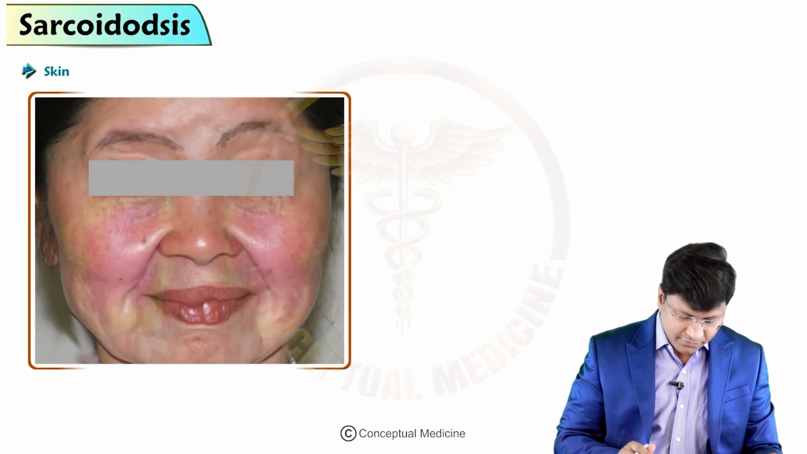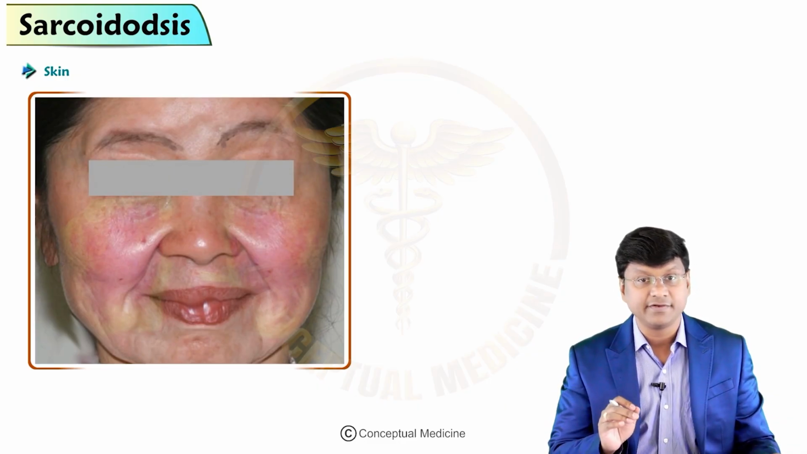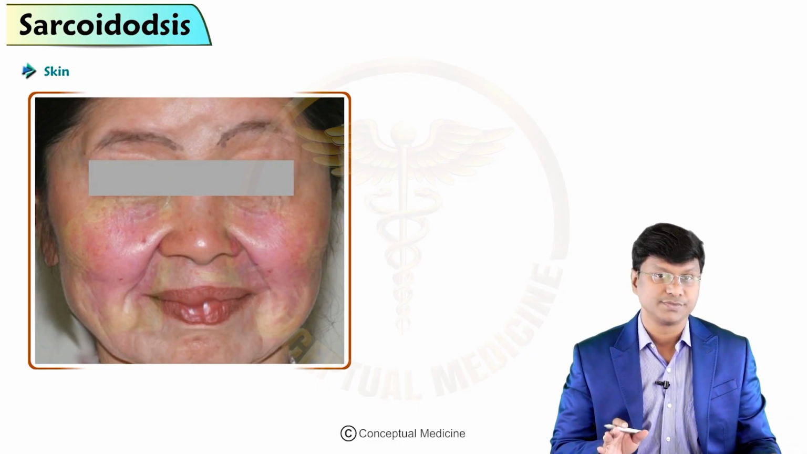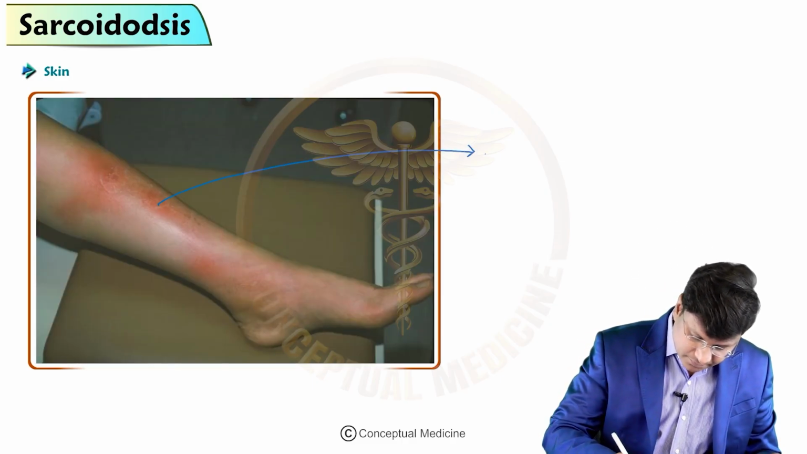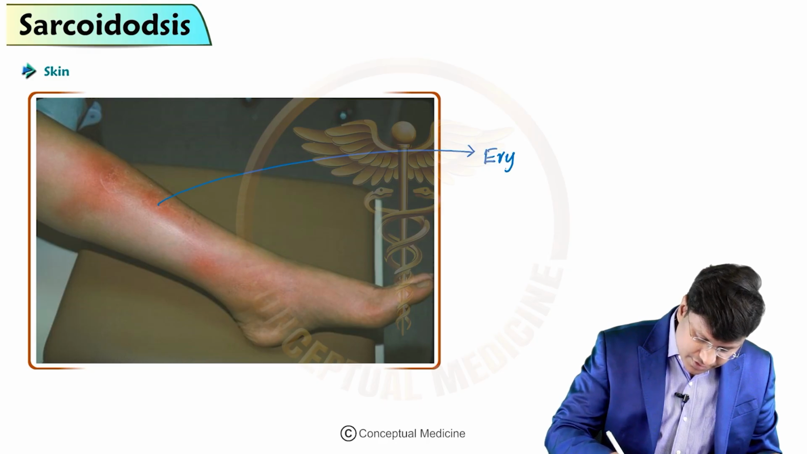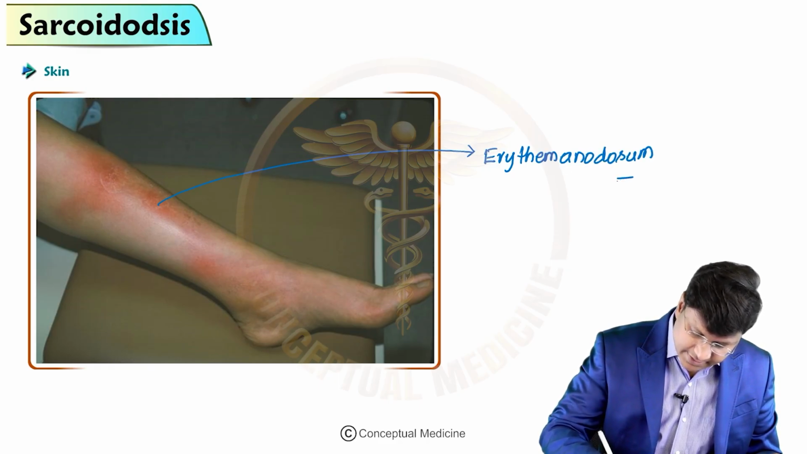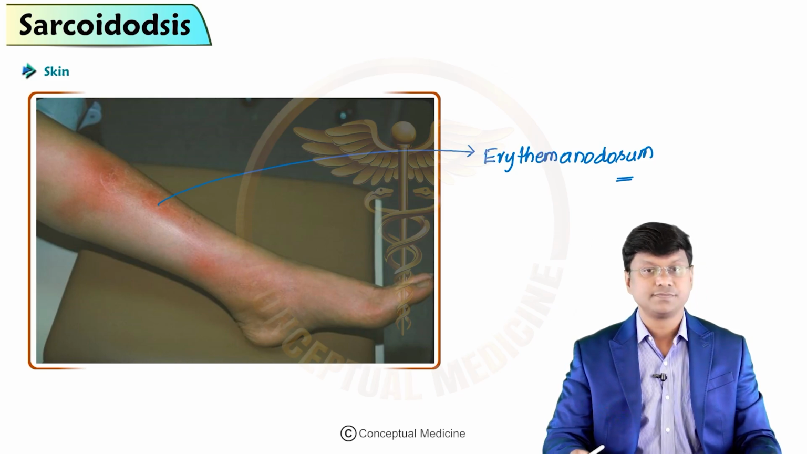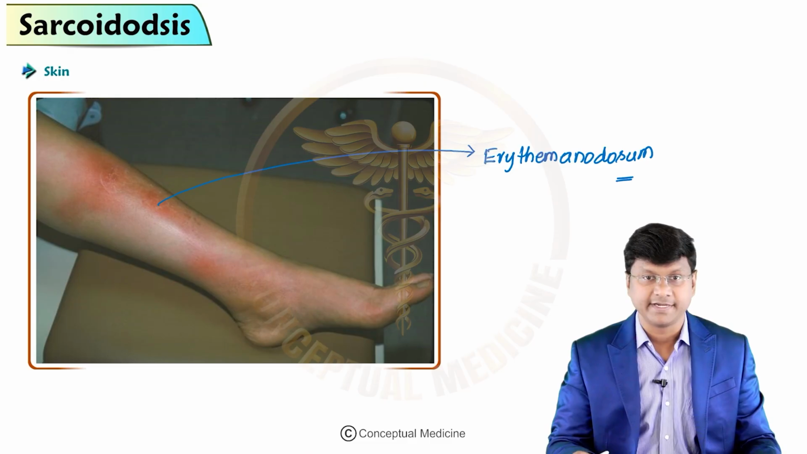Then, followed by that, the skin involvement. Skin involvement will be in the form of erythema nodosum. So this is your erythema nodosum. Erythema nodosum is the disorder where most commonly the affected part of the skin is in the lower limbs, where you have inflammation of the subcutaneous fat.